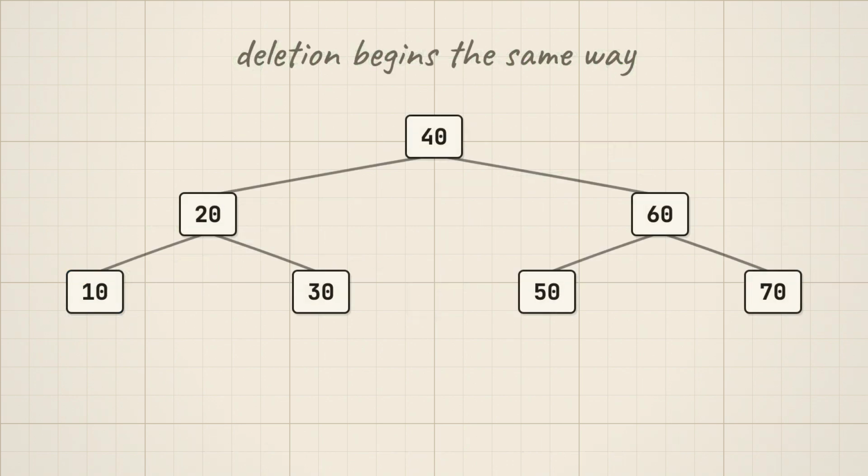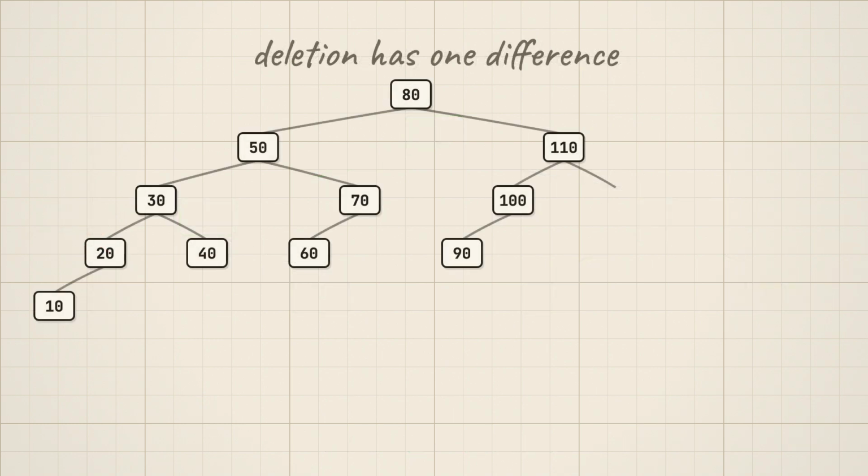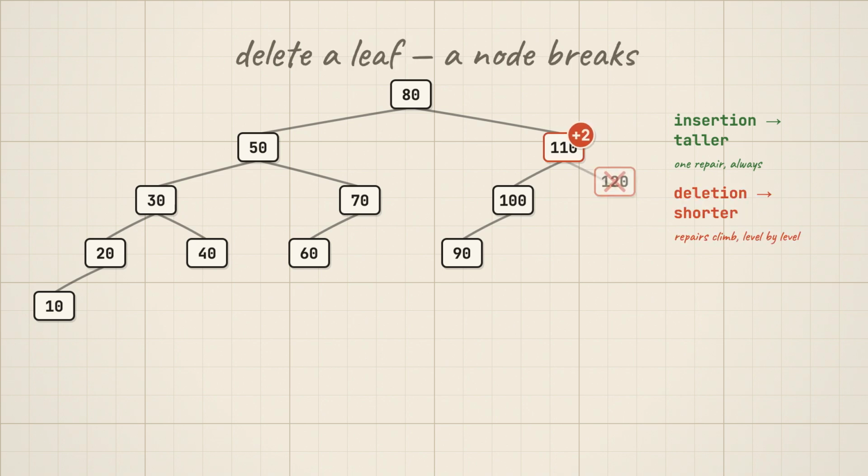Deletion begins similarly. Find the key by following one route downward, remove it, then walk back upward, updating the heights. Finding the key and walking through the tree take about log n steps. But deletion has one important difference. Insertion makes a subtree taller. Deletion can make one shorter.